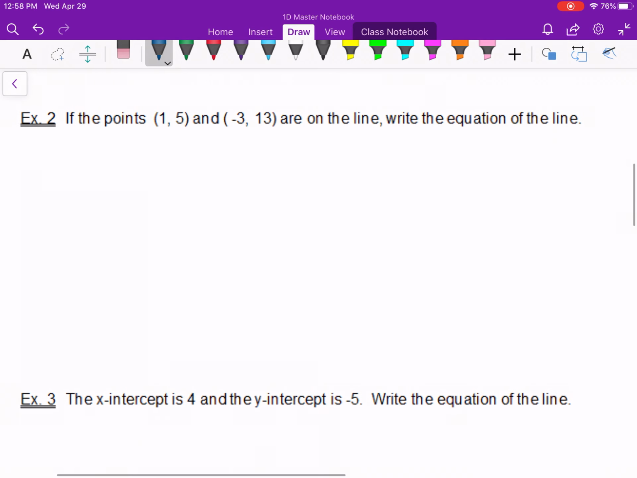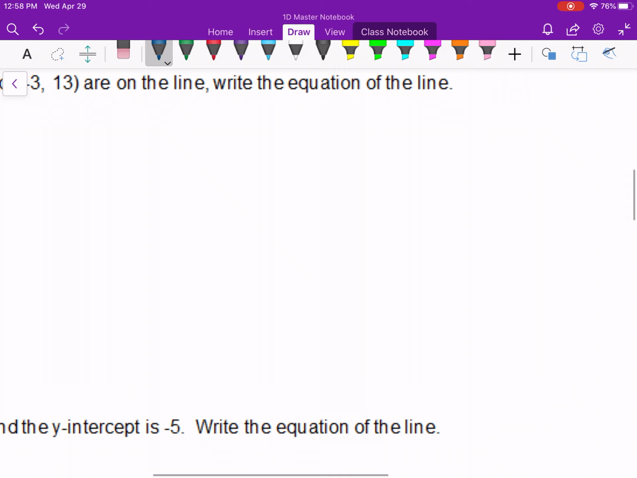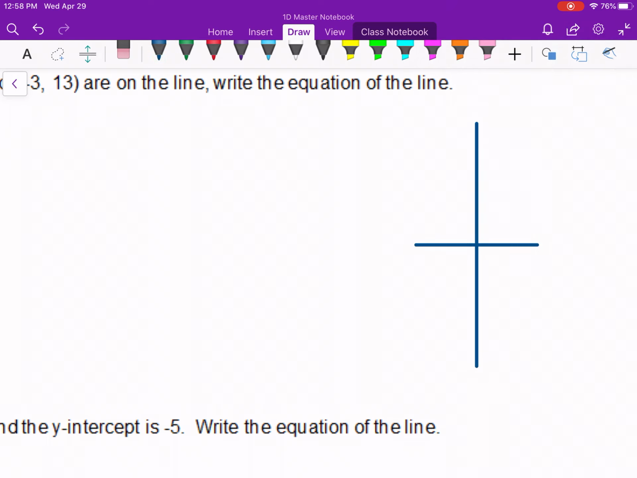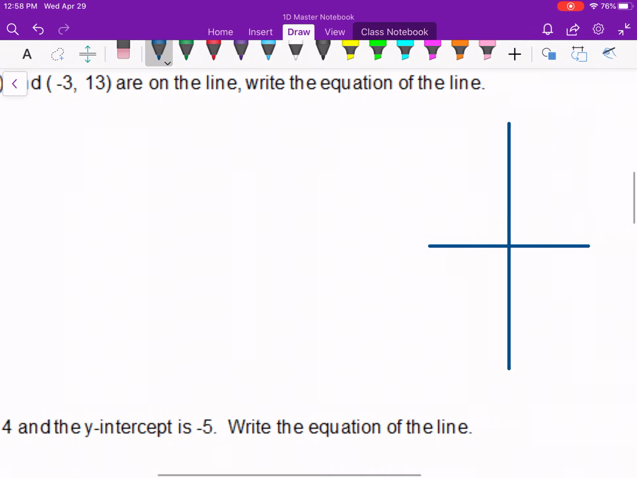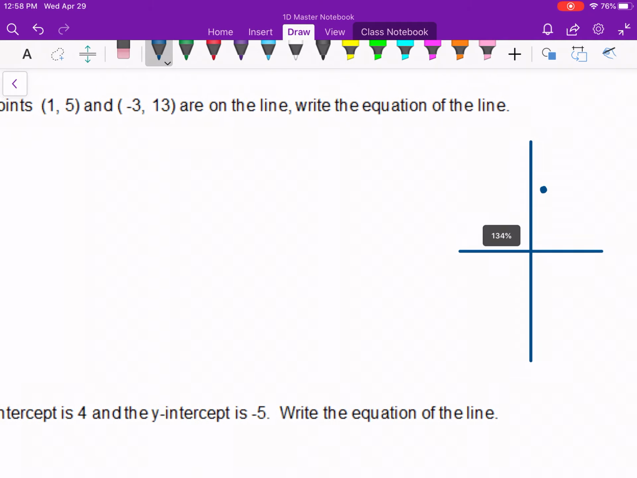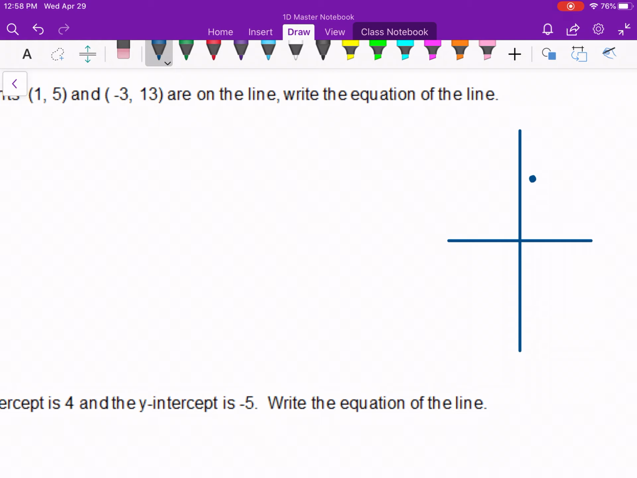We're given 2 points, 1, 5, and negative 3, 13. They're on a line. We want to write the equation of that line. So just to visualize this for a second, imagine or picture these 2 points. So 1, 5 is going to be somewhere around here, right? So I'm just using my imagination as far as the scale goes. Negative 3, 13 might be some point that's down here. With those 2 points, that is certainly enough to sketch a line.